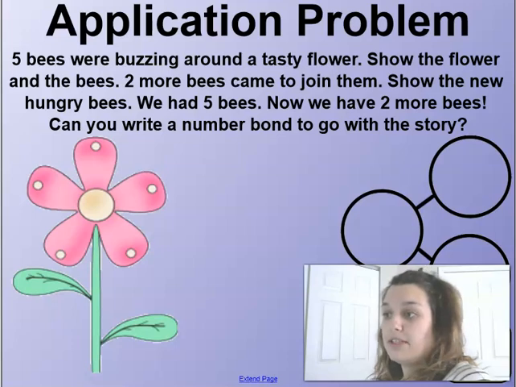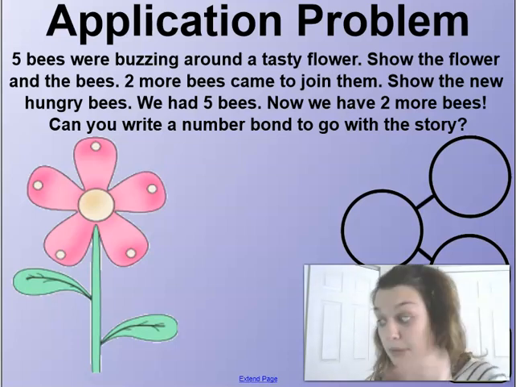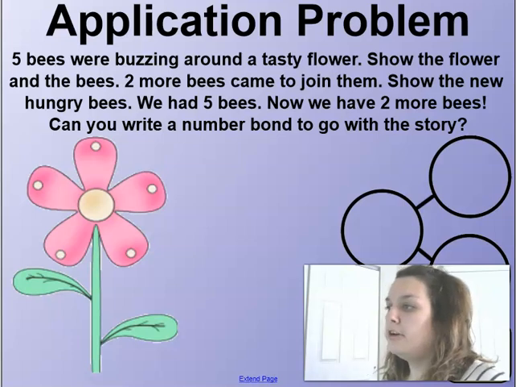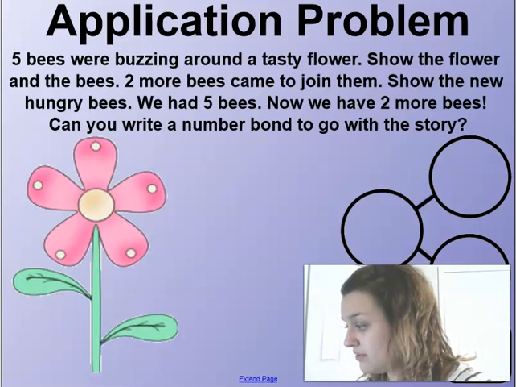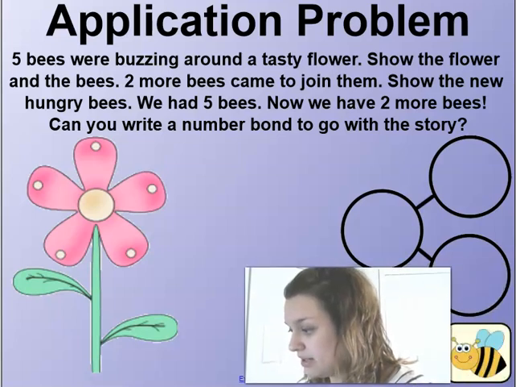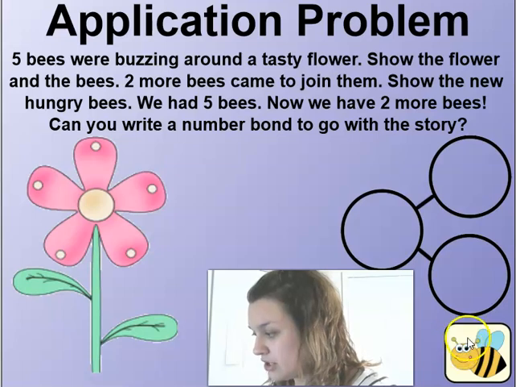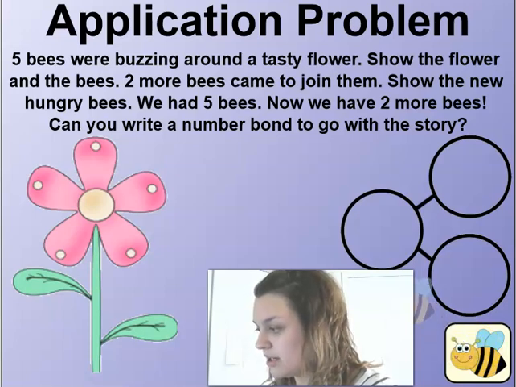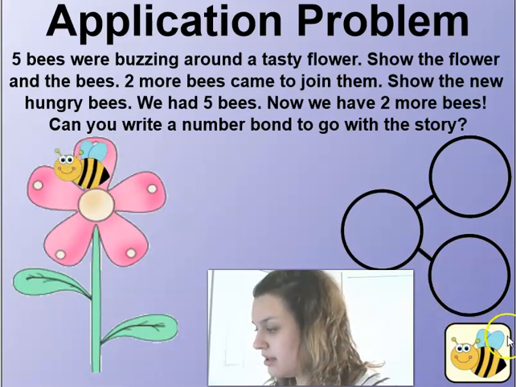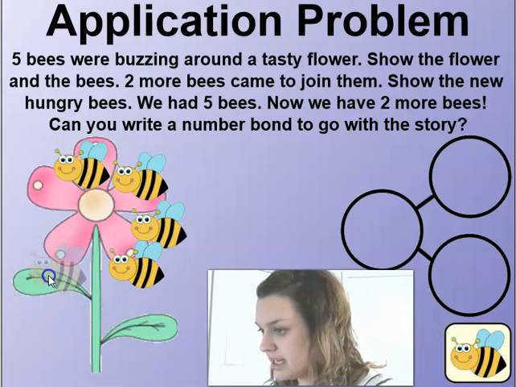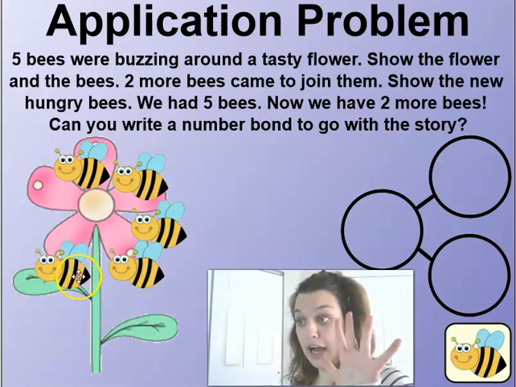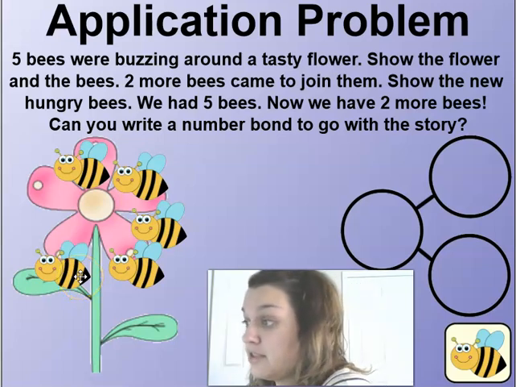For our application problem today, we're going to talk about bees buzzing around a flower. So 5 bees were buzzing around this flower. I'm going to move myself over here for a second, because here's our bees. So let's buzz them to the flower. Bzz. 1, bzz. 2, bzz. 3, bzz. 4, bzz. 5. So 5 bees were buzzing around this flower.